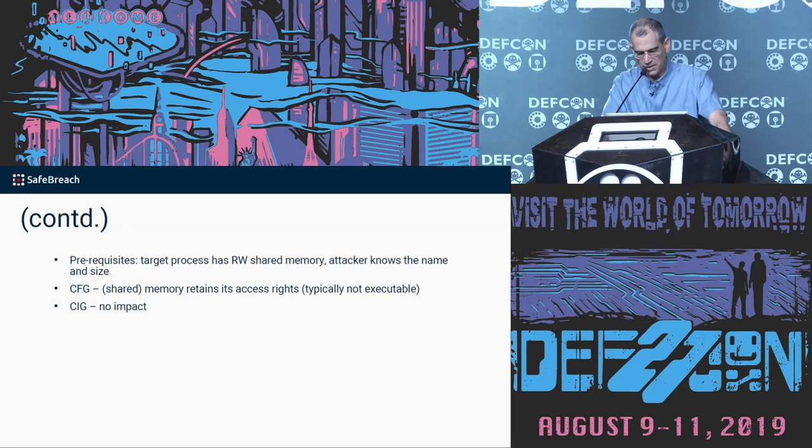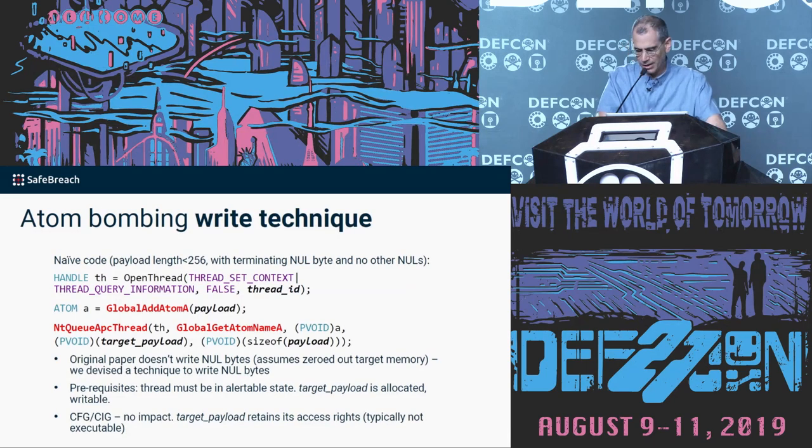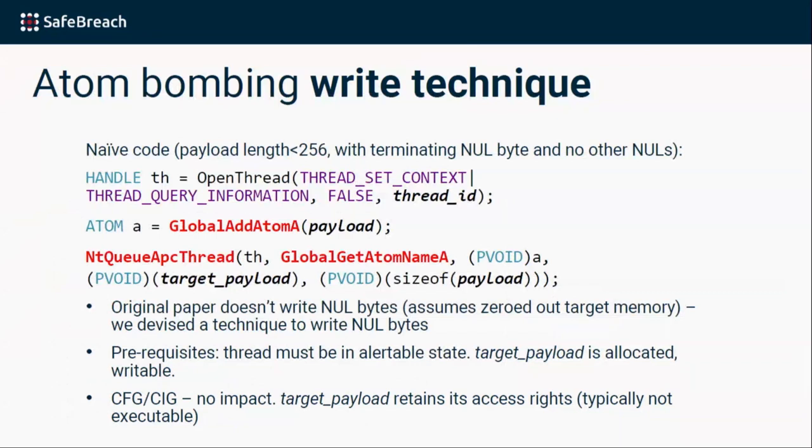So the prerequisite, obviously, is that the target process has a read-write shared memory and that the attacker knows the name and the size. With respect to CFG, it's probably irrelevant because this memory is typically read and write only, not executable. And CIG, of course, is irrelevant. Now we move to the atom bombing writing technique. So naively speaking, assuming the payload is small and it contains no null bytes except for a terminating null byte, what we have here is the essence of this writing technique.